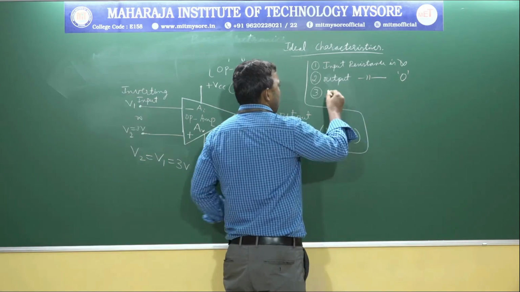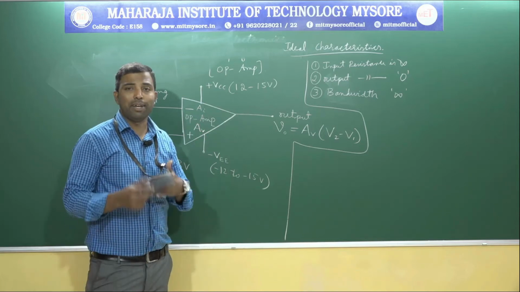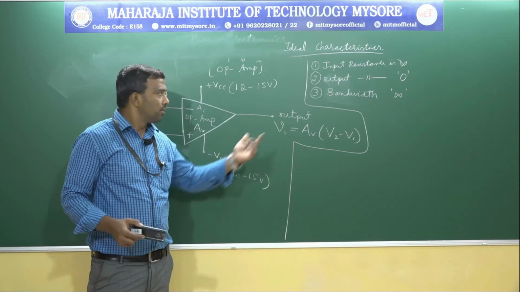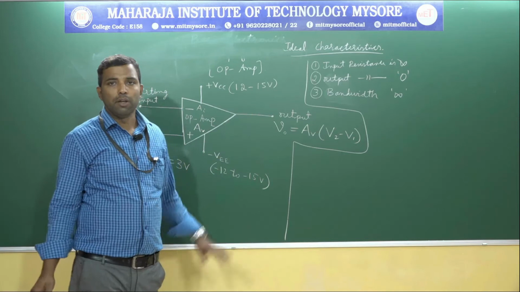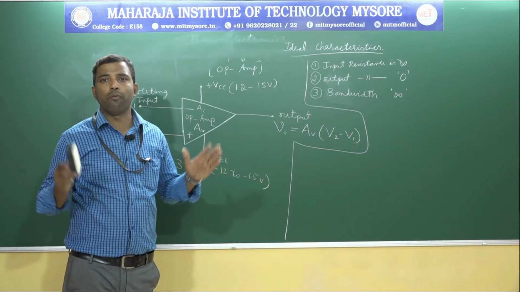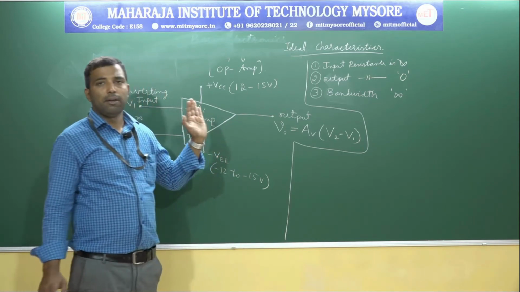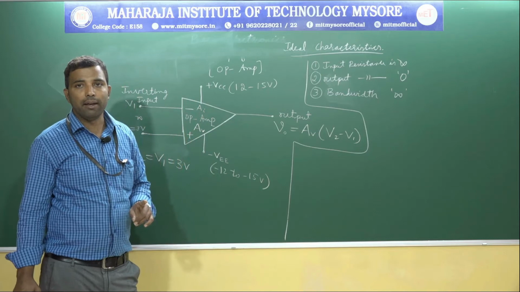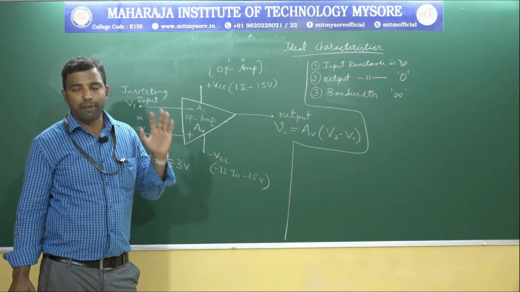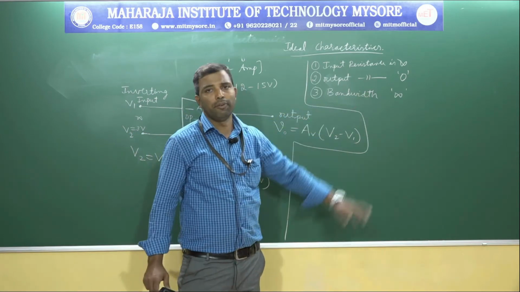The third one is bandwidth. An op-amp, operational amplifier, is amplifying the signal. In this, the bandwidth is infinity, meaning this op-amp can amplify the signal with any frequency. That's why we are calling the bandwidth infinity.